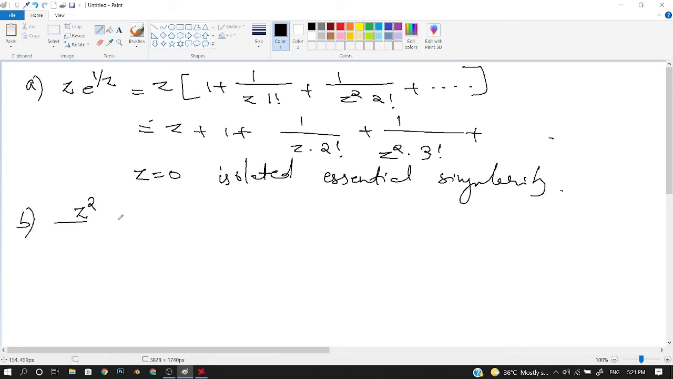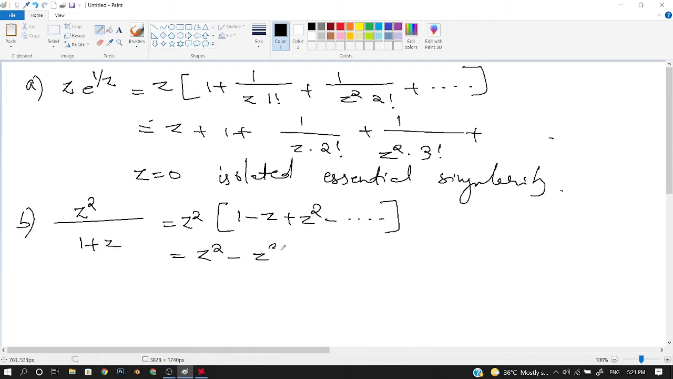Okay. Now another example. Consider z square divided by 1 plus z. This is equal to z square into 1 minus z plus z square minus etc. So this is equal to z square minus z cube plus z raised to 4 minus etc. And here there is no negative power of z. So z equal to 0 is a removable singularity.